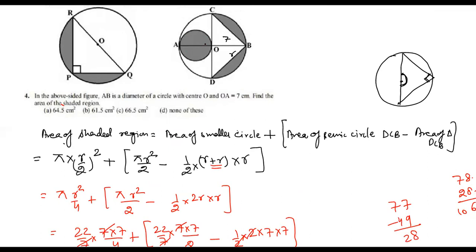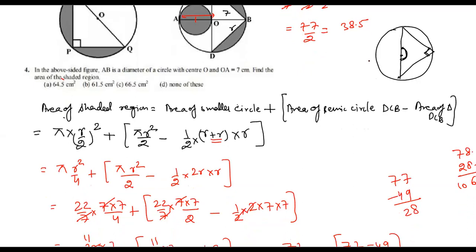So first of all, we are going to calculate this area. So this area will be 22 by 7 into 7 by 2 into 7 by 2. So this 2 will get cancelled out, you will get here 11. And here this 7 and 7 will get cancelled out. So you will get 77 by 2. That would be 38.5. Okay, so this is 38.5.